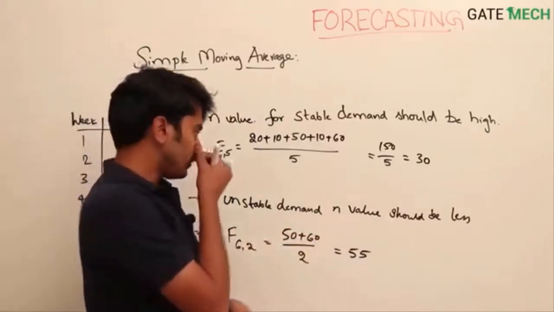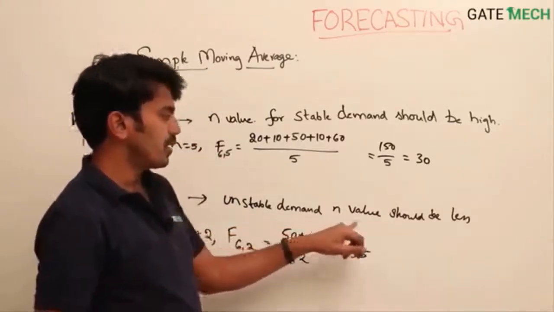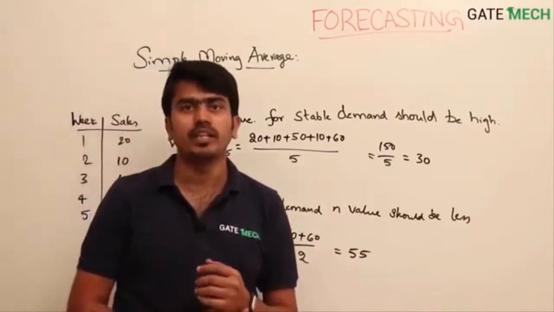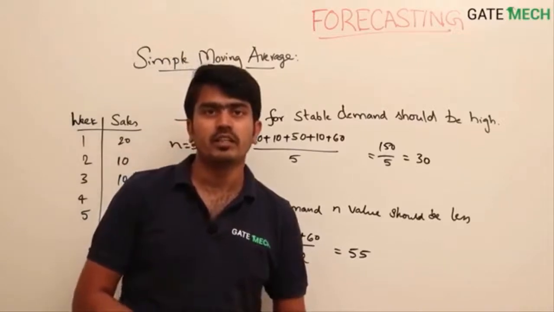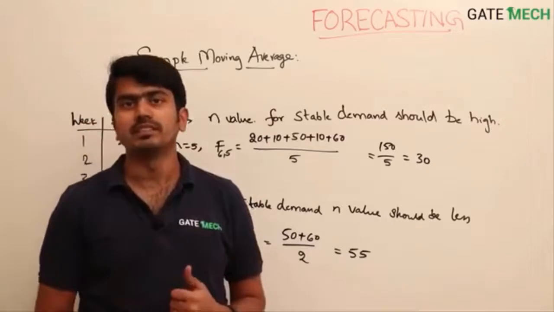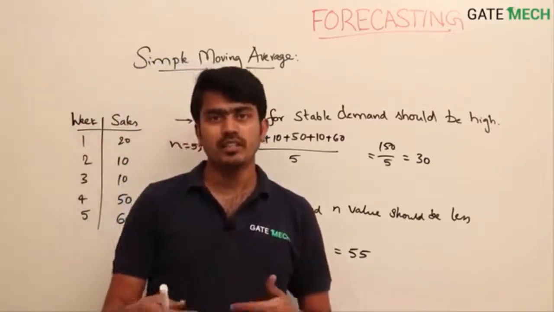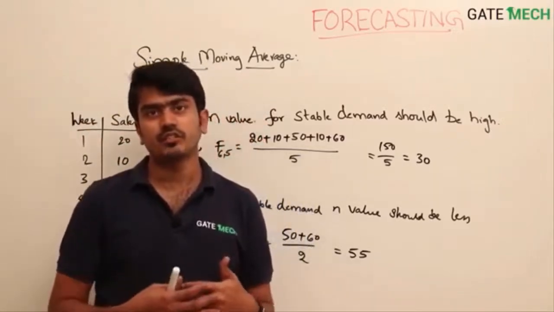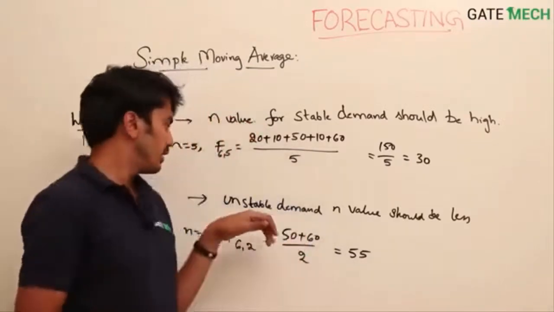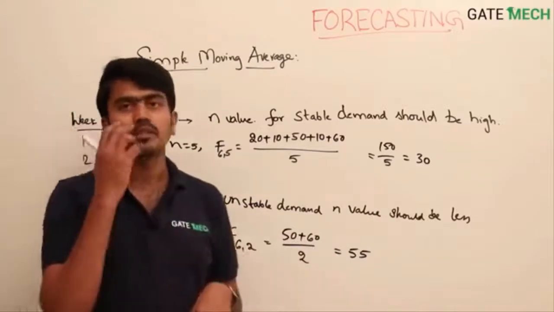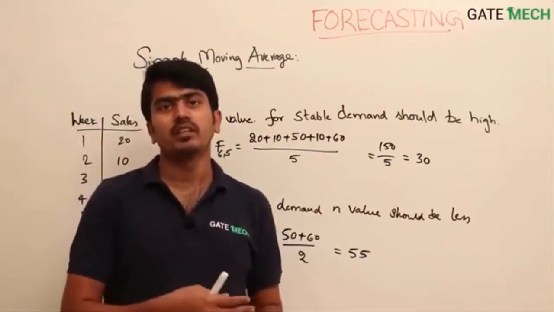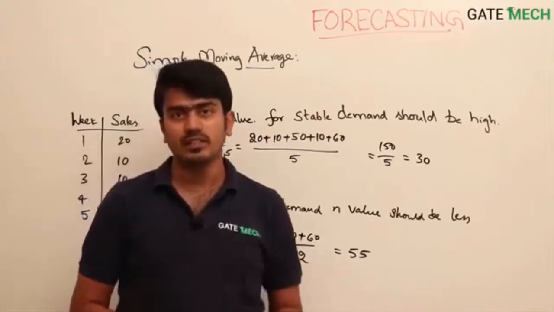Okay, so why should it be low for unstable demand? Unstable demand is, for example, in the case of the fashion or electronics industry, where the demand changes very rapidly over a few weeks or few months. So in order to capture the recent trends and changes, we better use a smaller n value so that we capture those changes faster, and our forecast will consider those recent demand changes.